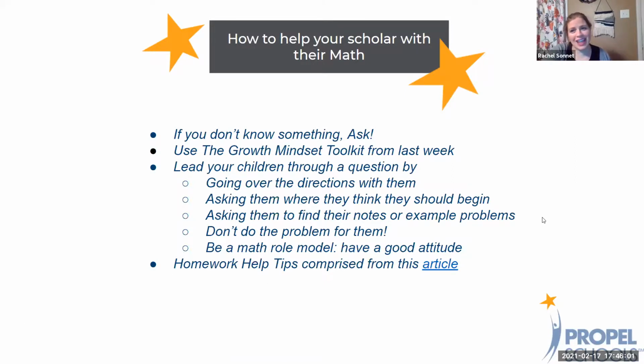There is one thing I'd like to add with the homework help section. If you are tempted to pick up your pencil for your child's math homework, stop. That's the sign that you're about to do it for them. Just don't even pick up the pencil. I've been there. I used to help kids with math all the time. It's so easy to just be like, no, you do it this way.